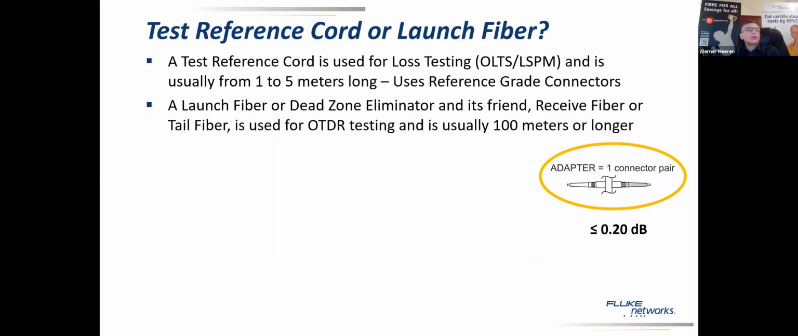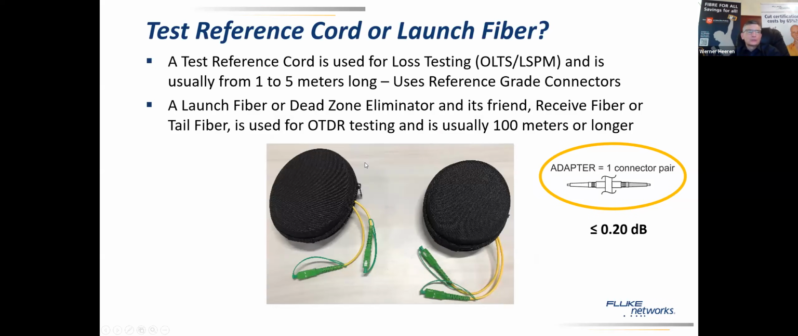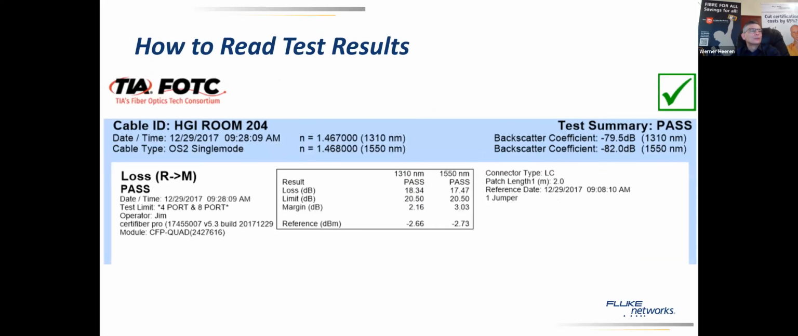A launch fiber, or you can call it a dead zone eliminator, and its friend, a receive fiber or tail fiber, is used for OTDR testing. So that's a little bit longer. Here you see one. This could be 50, 100 meters long. This is called a launch fiber or a tail fiber. I showed how they look. Just to be clear, because sometimes there is some misunderstanding and people mix them up.